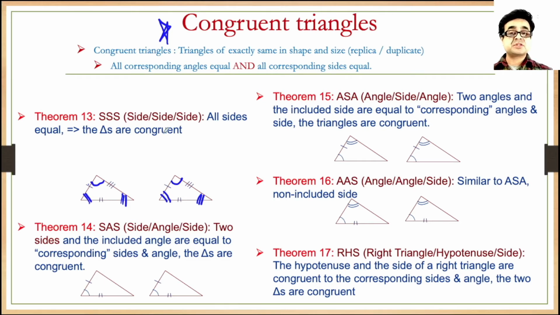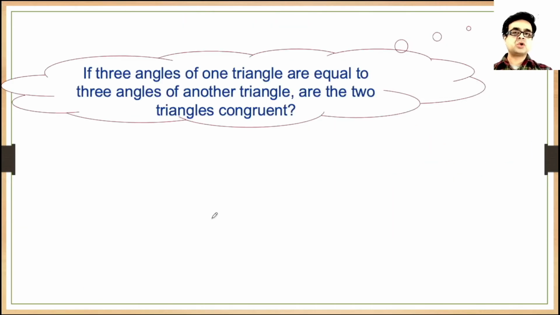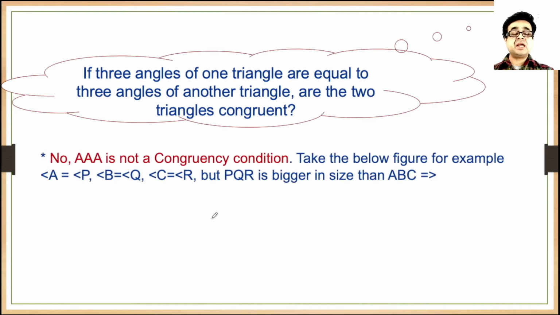We have talked about side side side, side angle side, angle side angle, angle angle side. But how about angles? So if I'm given that there are three angles in a triangle equal, would it be congruent, right? That's a question that automatically comes to mind. Why is that not a congruency condition? Three angles are equal, right? And AAA is not a congruency condition. So don't get into a trap if you see three angles equal, assuming those triangles are going to be congruent or duplicates of each other.